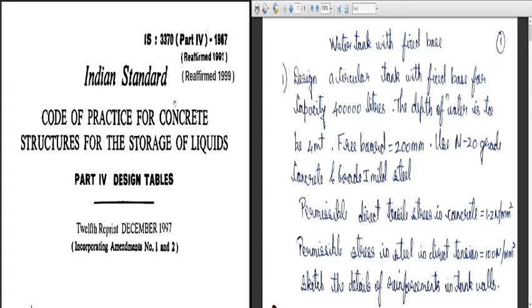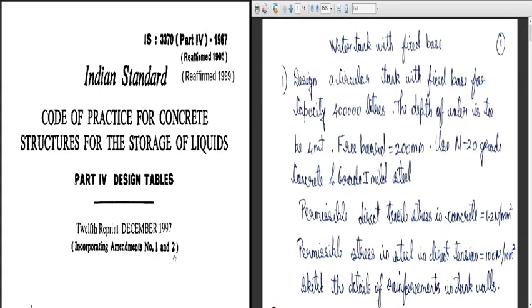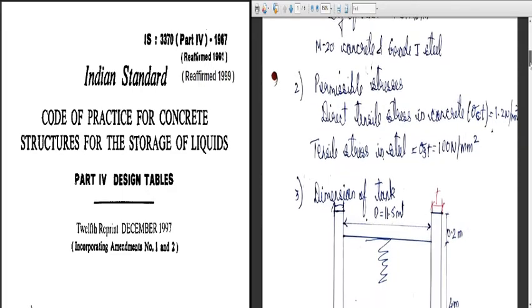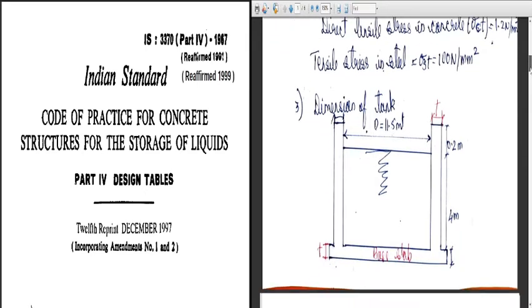So this was the question wherein the capacity was 4 lakh liters. The capacity was 4 lakh liters and the depth of the water was 4 meter, free board 200 mm. Density of water 9.81 kilonewton per meter cube. The stress in concrete was given as 1.2 Newton per mm square. Stress in steel 100 Newton per mm square. This is what we have decided.